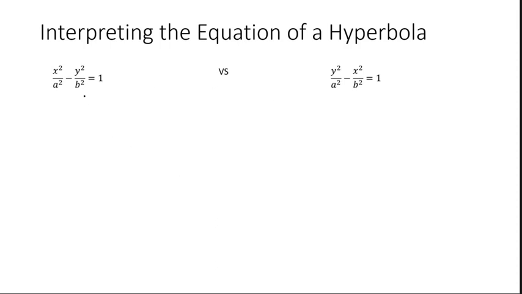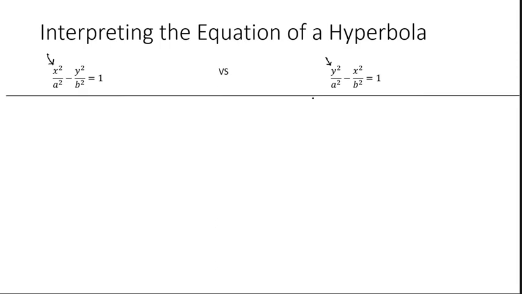The difference between these two, if you notice, is which term comes first. In the first equation, on the left side, we have x squared coming first, whereas on the second equation, we have y squared coming first. So how do these differ? How are these the same? Well, for both of these, the center is still going to be at 0, 0.